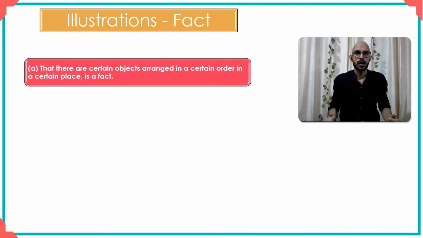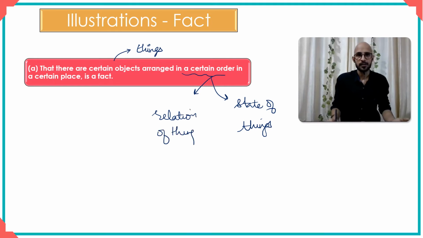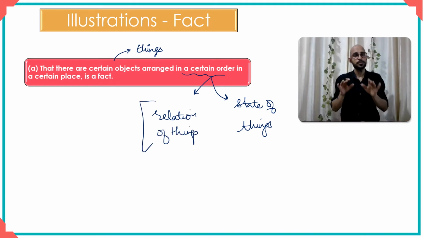You see, arranged, there are certain objects. These are things, right? Arranged in a certain order. Well, arranged in a certain order is perhaps a state of things. And when they are arranged in a certain order, they might also have a certain relation, right? A relation of things capable of being perceived by the senses.